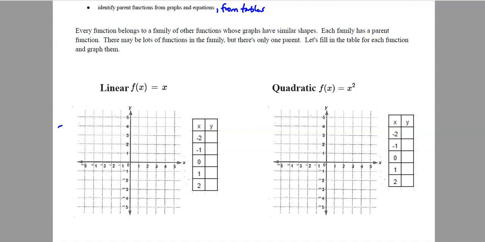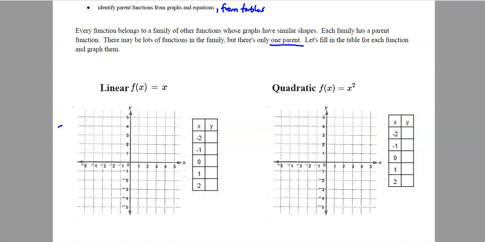All right, so every function belongs to a family of other functions whose graphs have similar shapes. Each family has a parent function, though. There may be lots of them in the family, but there's only one parent. Everything else is just a transformation or a version of the other one. So these are the parent functions.